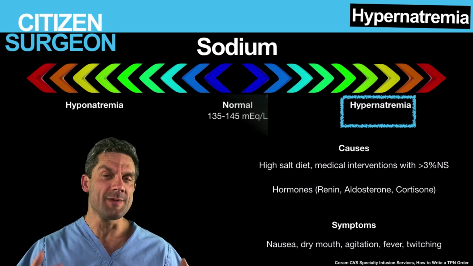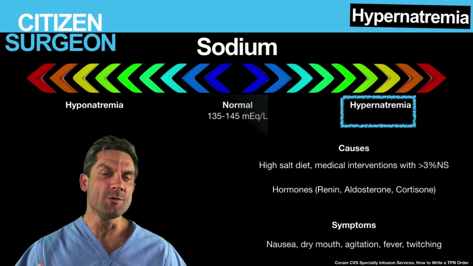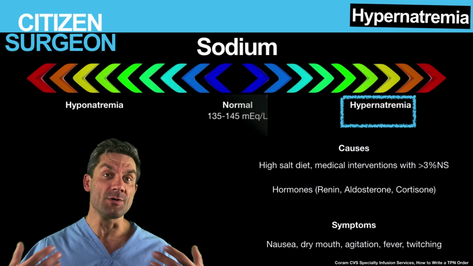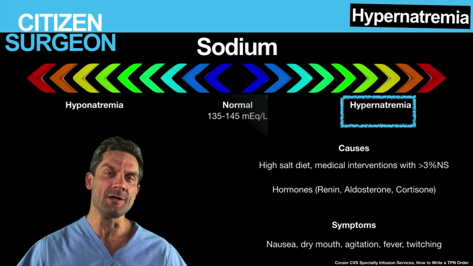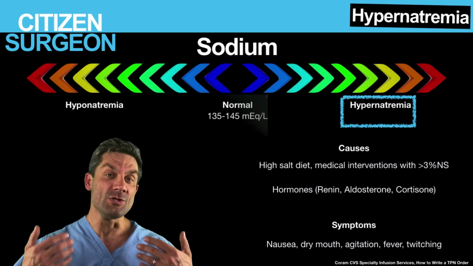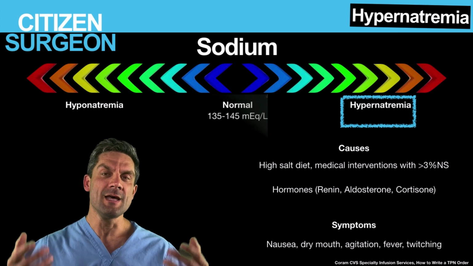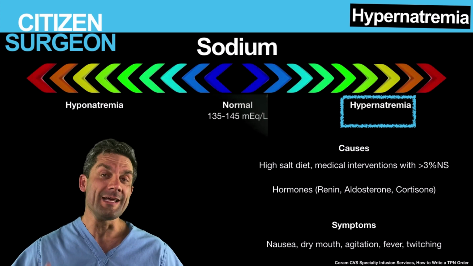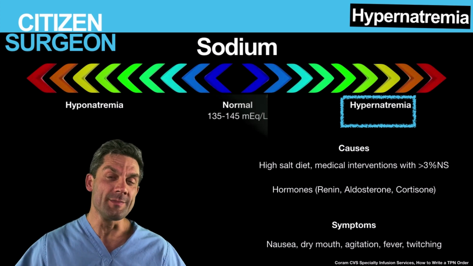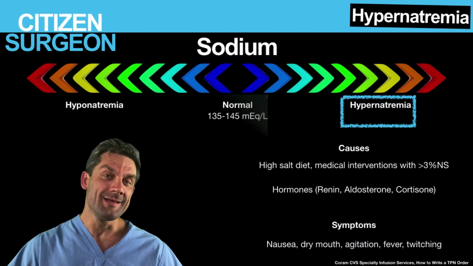So that can be caused by fever, hyperventilation, and burns, or hypotonic fluid losses like increased perspiration from increased temperature and severe loose stools or severe diarrhea. That can lead to extra volume loss, which are the principal causes of hypernatremia. In addition, interventions can cause hypernatremia, so high salt diet, medical interventions with greater than 3% normal saline.